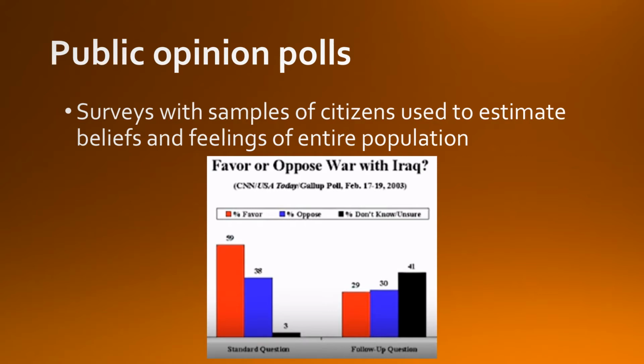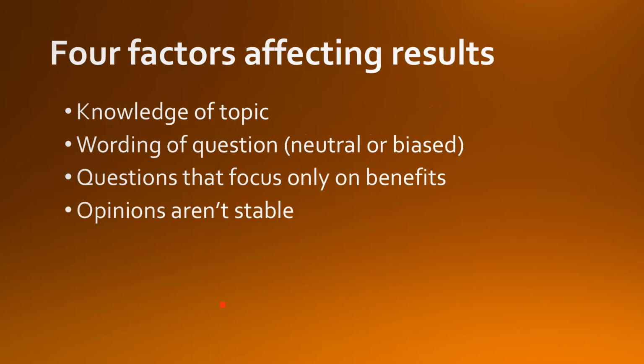Like that question below, do you favor or oppose war with Iraq? They didn't ask all Americans, so they could actually say 59% favor and 38% oppose. Rather, they ask some smaller sample, and then they use those results to estimate how the whole population feels. And we're going to look into things that affect the results, make these polls valid, or possibly reasons that we have to be slightly skeptical at times.